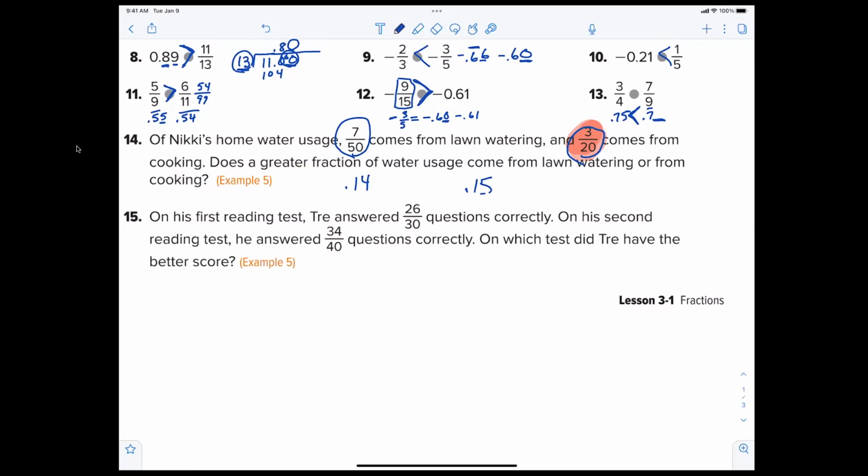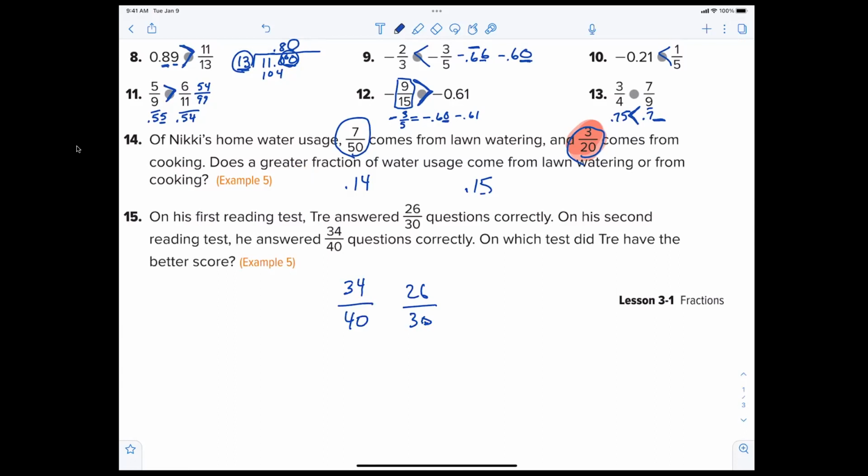All right, now let's come over here. 34 over 40 and 26 over 30. Do I feel like doing that division? No. No, so someone remembered something from last year. In order, we don't have to convert these to decimals.